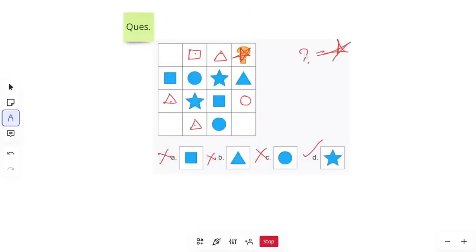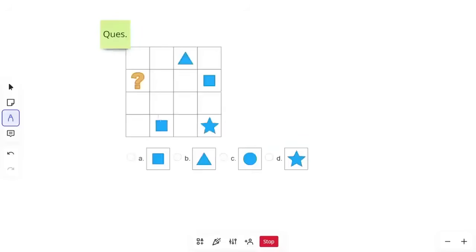Hope you have understood it. Let's now move on to the next question. Let's try to look at this question. We need to find out in place of question mark which symbol will come.